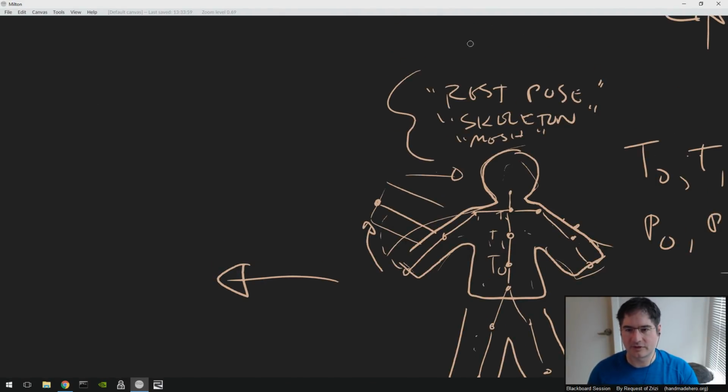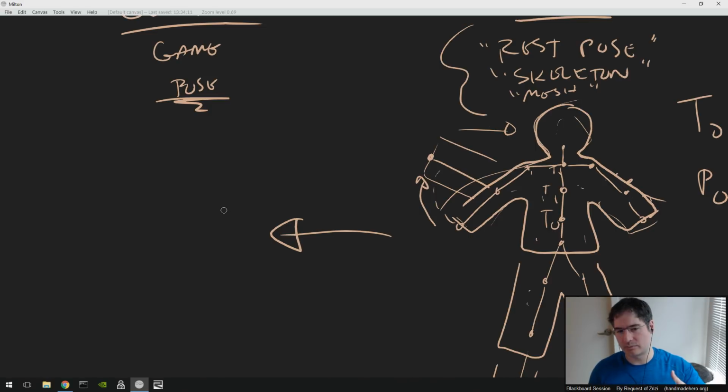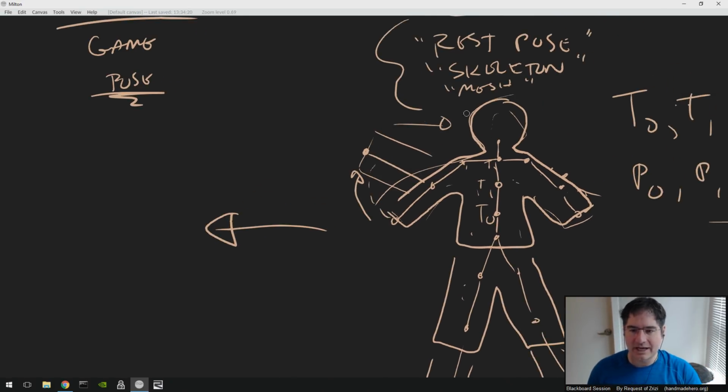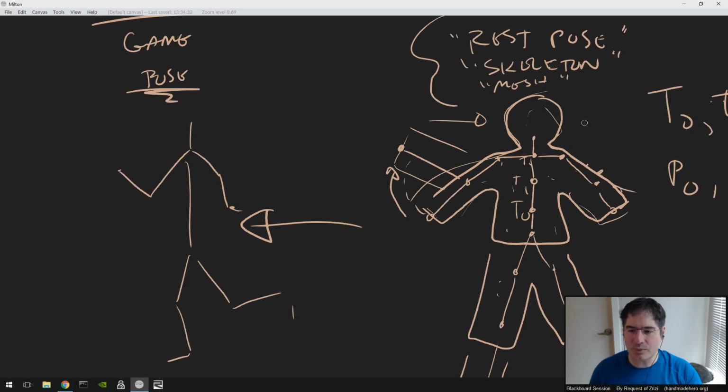So this is the rest pose. This is the input to the system. The output in the game is an actual pose. It's something that we want to render in our game, the character animating, doing something, right? And so what we want is to go from our rest pose to some other pose of the dude, you know, running or something, right? And we want this whole mesh to go with it.